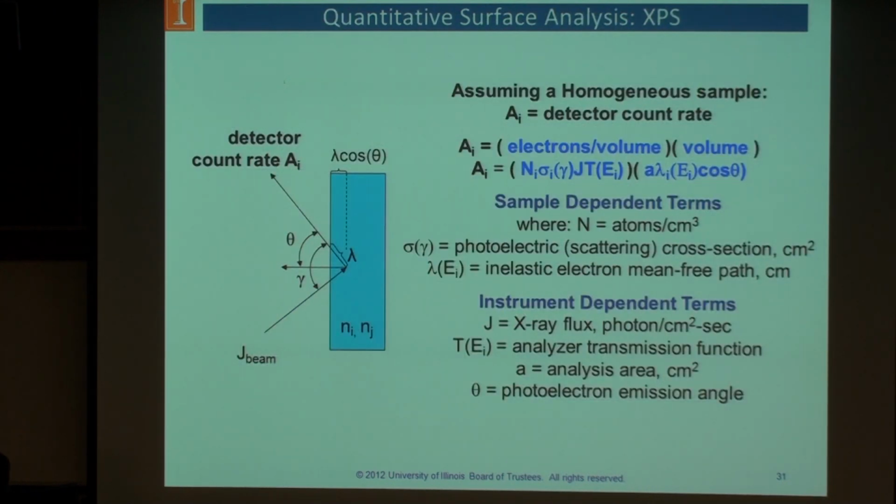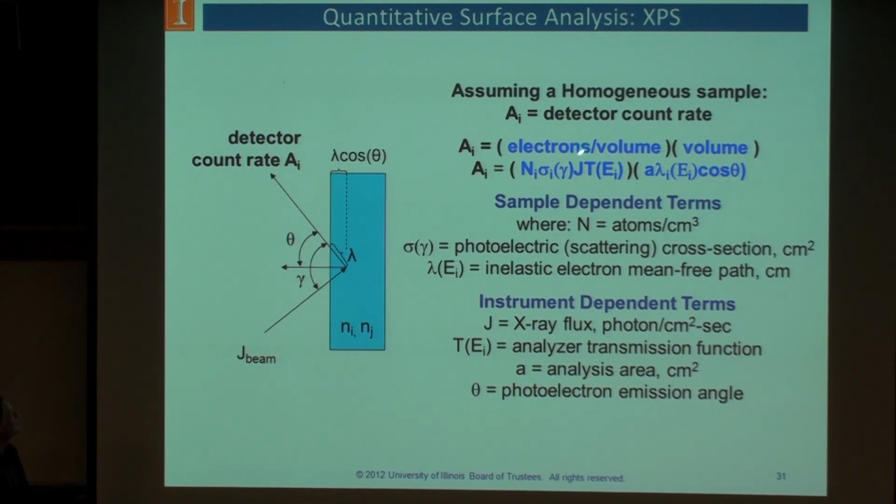Okay, so one of the things we'd like to be able to do with the signal that we receive in our spectrometers is to relate that signal somehow to the amount of a certain species present in it. Okay? So, let's say we have our detector signal A, which is a count rate. We can derive equations that will describe where that signal comes from.